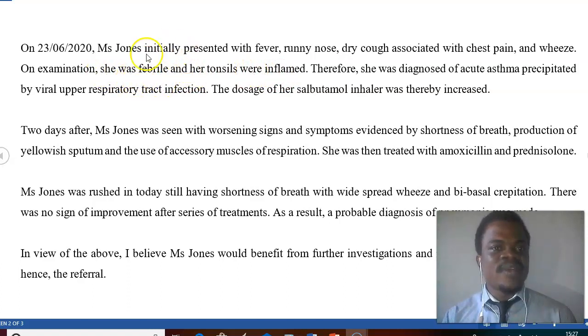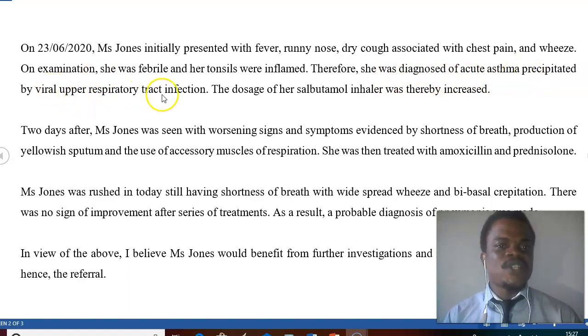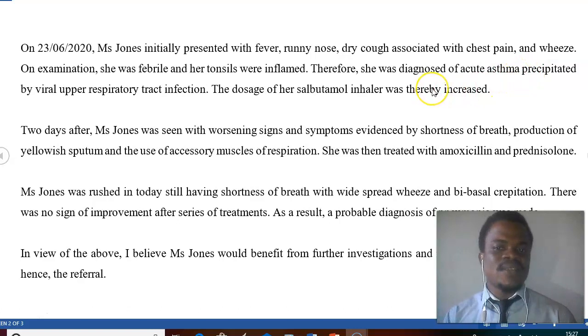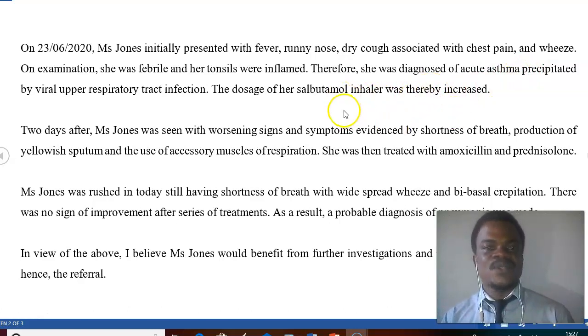I did not even write whether it's 37 point something. I just said she was febrile. I'm writing to a doctor, so I should use medical jargon. "On examination, she was febrile and her tonsils were inflamed." I didn't use reddish. Inflamed is medical jargon. "Therefore, she was diagnosed with acute asthma precipitated by viral upper respiratory tract infection." They listed two diagnoses. I combined them because they're actually linked. That's why your medical knowledge is very important in writing OET. It's not just about writing English or knowing how to speak English.